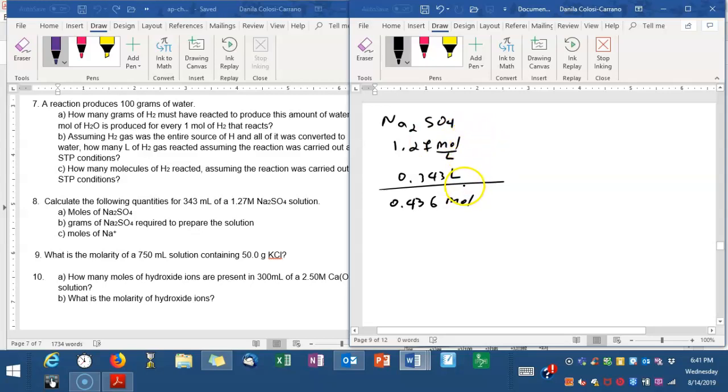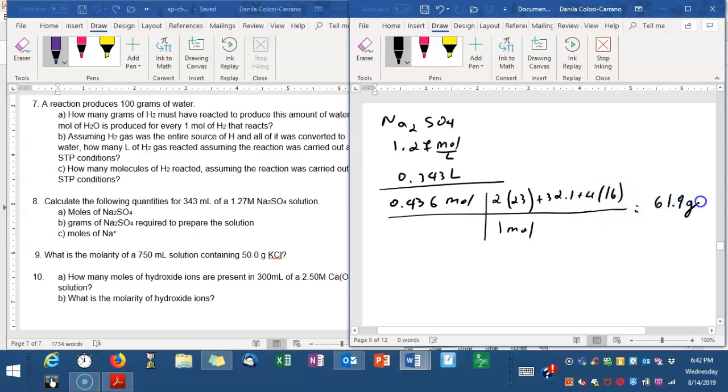And then how many grams are required to prepare the solution? Well, if those are the moles, let's keep going from there. One mole has a weight of, so this is 2 times 23 plus 32.1 plus 4 times 16, and all of those are grams. How many moles of sodium?